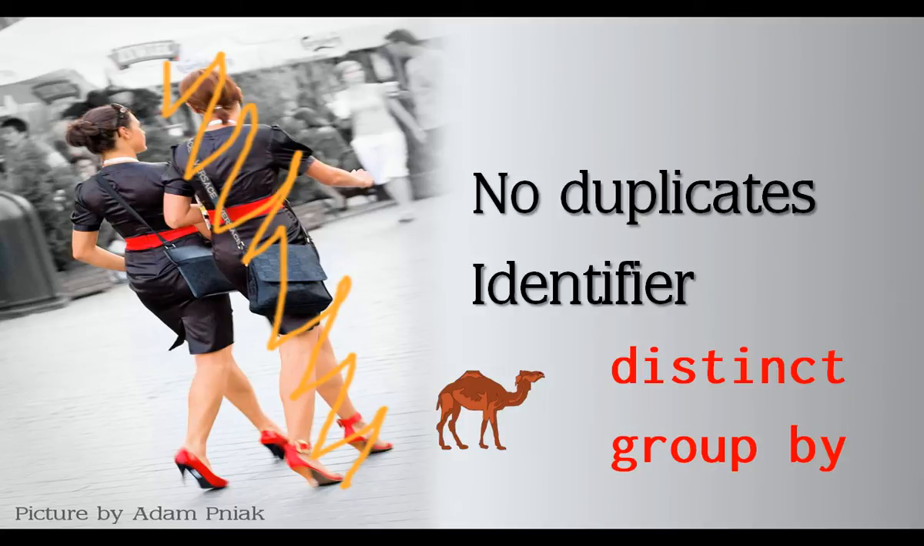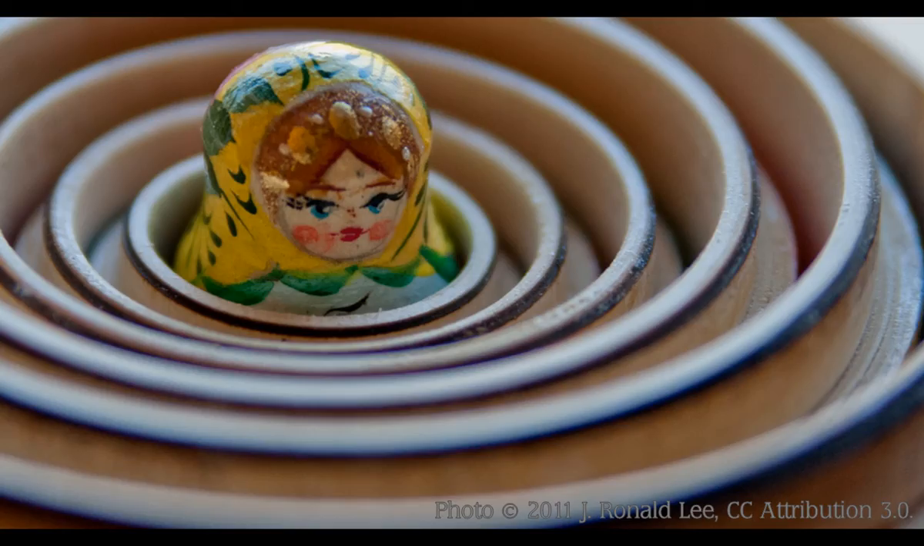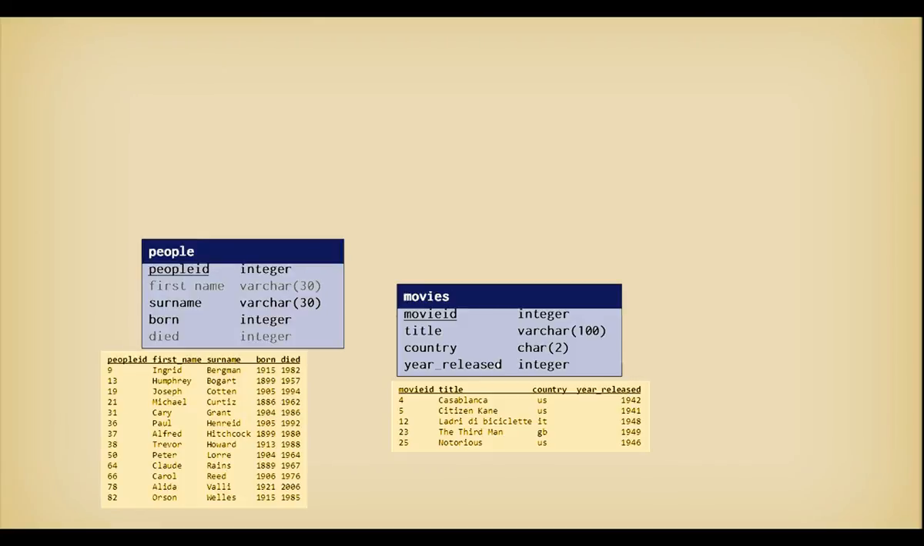What I believe is interesting is how you have to think a query, not a simple, basic query, but the rather complicated queries you often encounter in real life. Complex queries are like sets of Russian nested dolls, and they are built from the inside to the outside. Let's take an example. I have a film database in which table movies stores titles, country, and year of release of films. I also have a table called People, storing the names of actors and directors, with their year of birth and, if they aren't alive, their year of death.